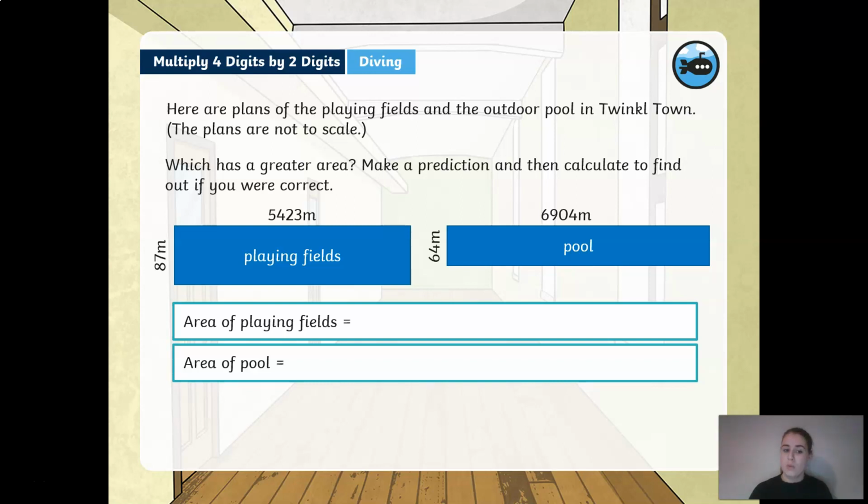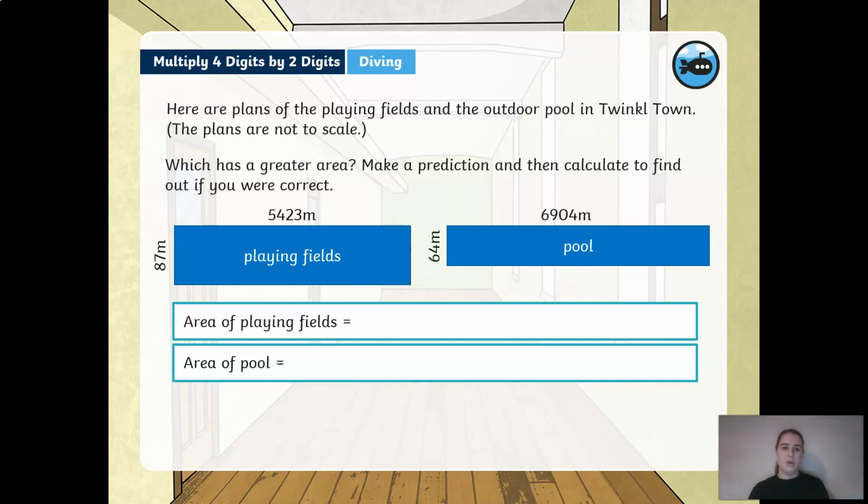Now to try and work this one out, we can use our estimating skills. So we're going to need to round our numbers, maybe to the nearest 10 or to the nearest 100 or 1,000, to maybe estimate which one is going to be bigger. So pause the video and have a go and make an estimation for both the playing field and the pool to see what we think our area is going to be roughly for both of them. Okay, pause the video and have a go.